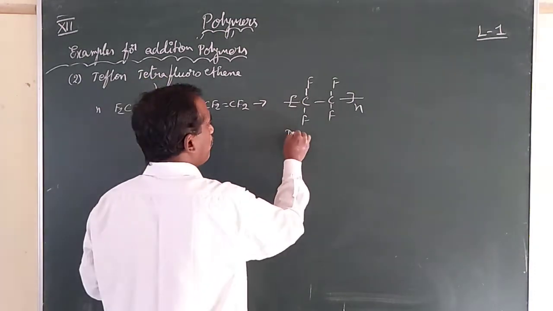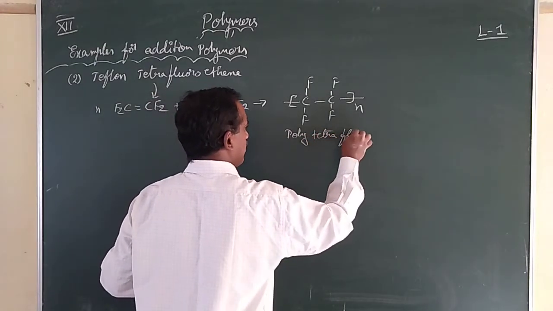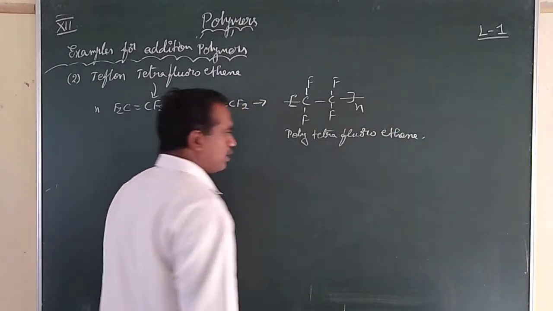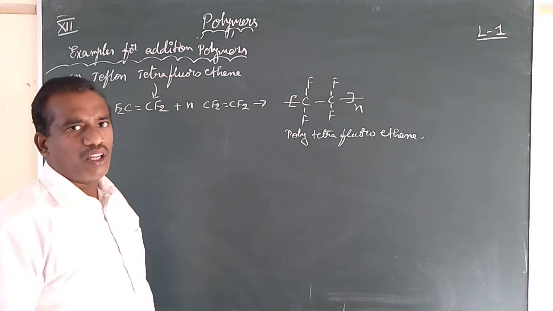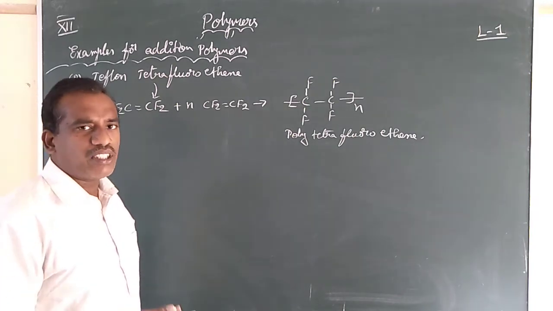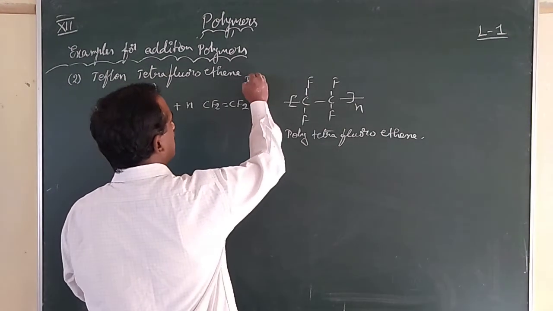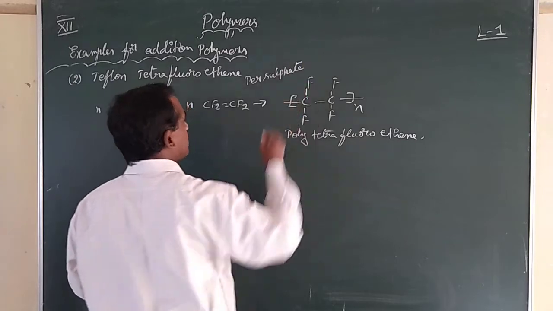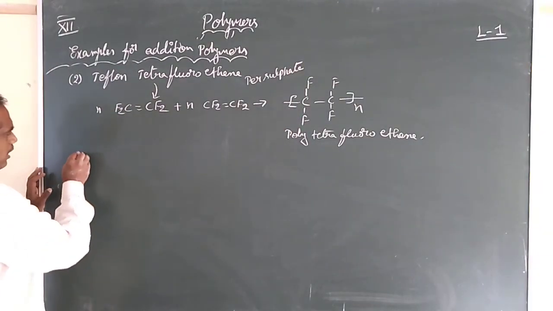The polymer is called polytetrafluoroethene. You can see your non-stick cookware is coated with this Teflon; it makes the surface non-stick. Here we can use persulfate as the catalyst. What is the catalyst that we use here? Persulfate. Good.